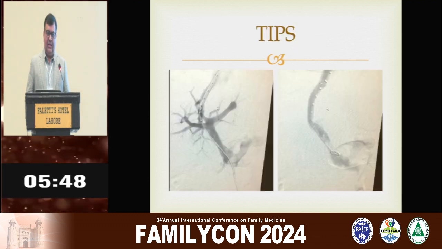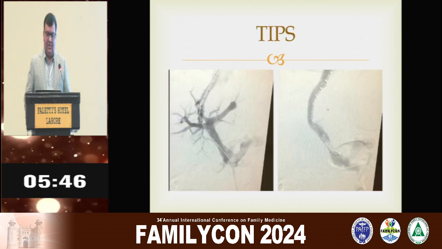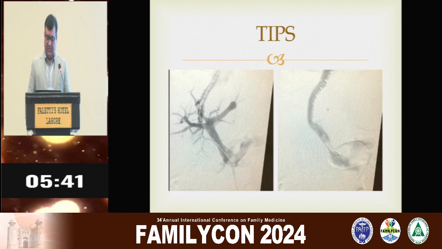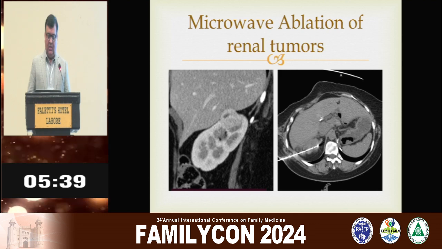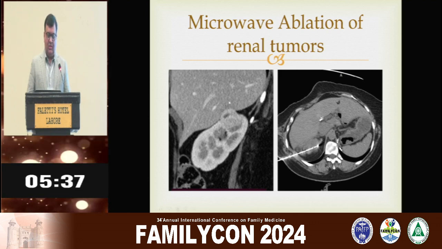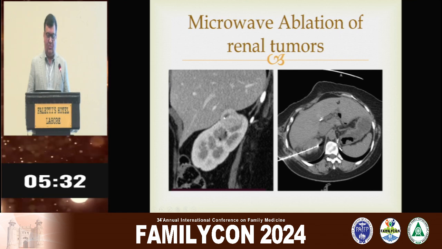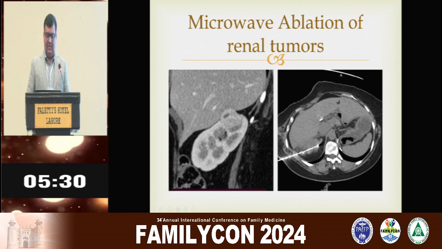We can treat portal hypertension with TIPS, the transjugular intrahepatic portosystemic shunt, in cases of CLD. We do renal tumor microwave ablation or RF ablation. If you look at this, the tumor was here, and this was ablated with the microwave.